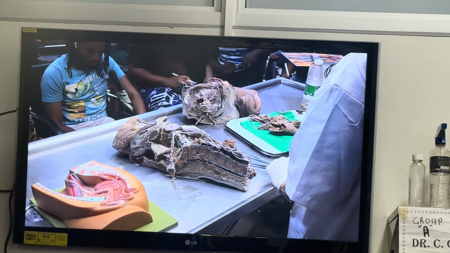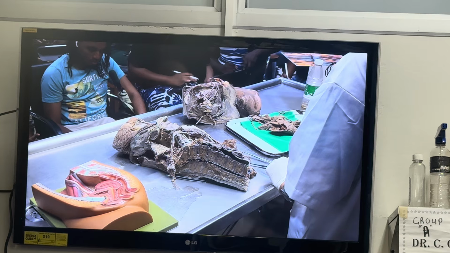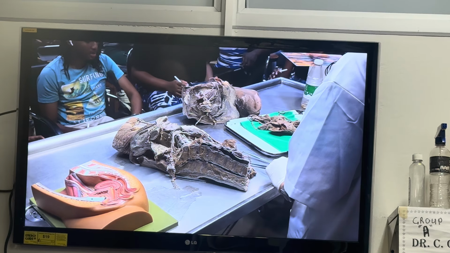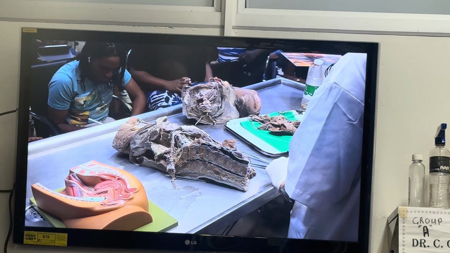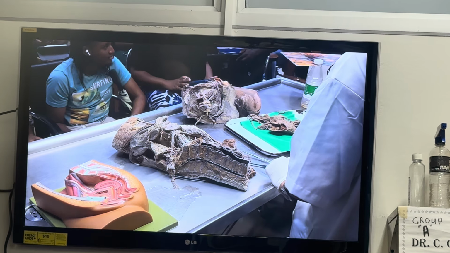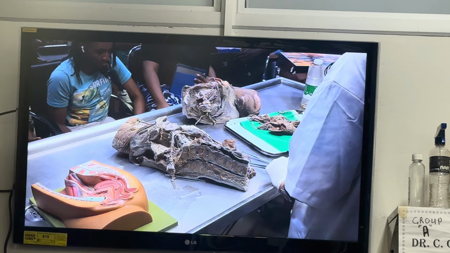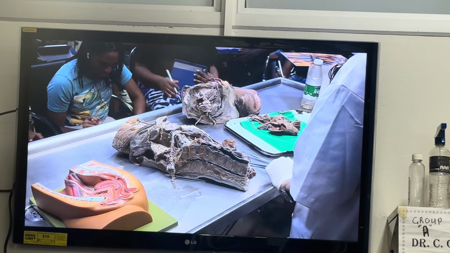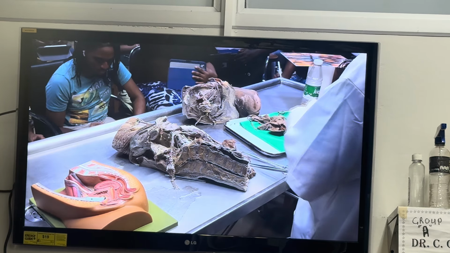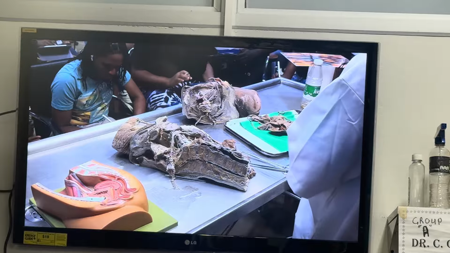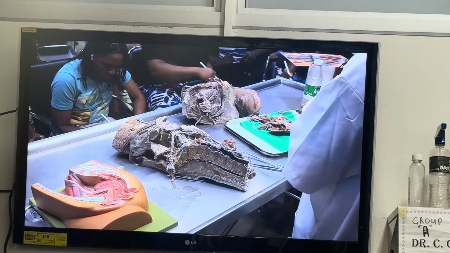Uterus. What's the word for two? It's either bi or di. Right, didelphys. Uterus didelphys. So you can get two uteri.